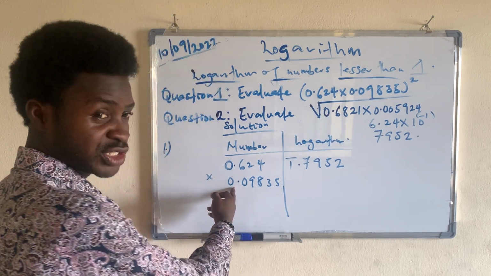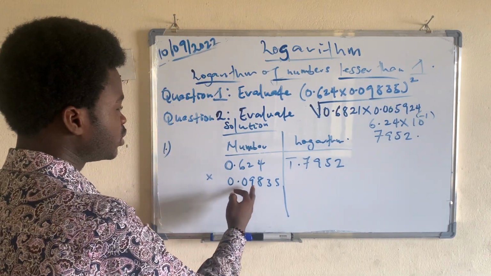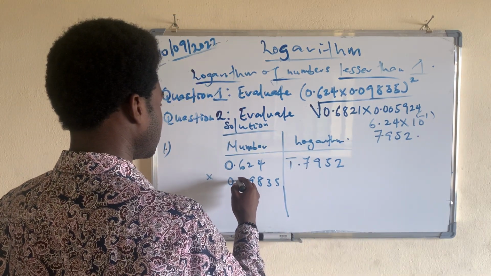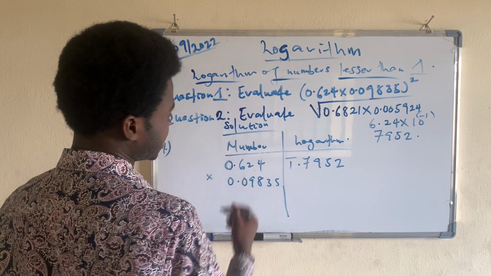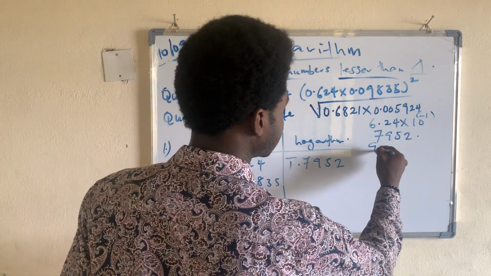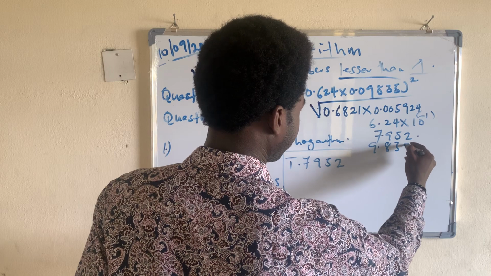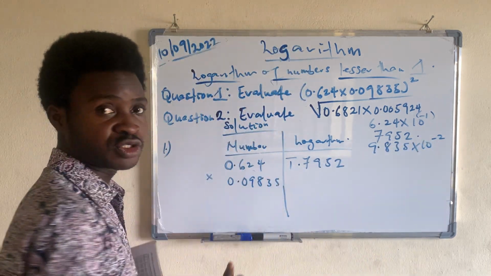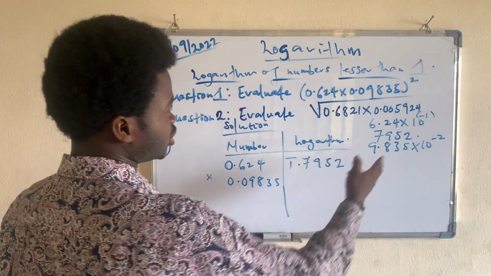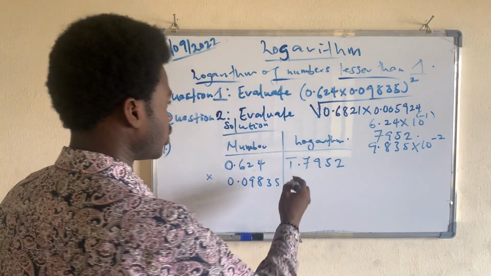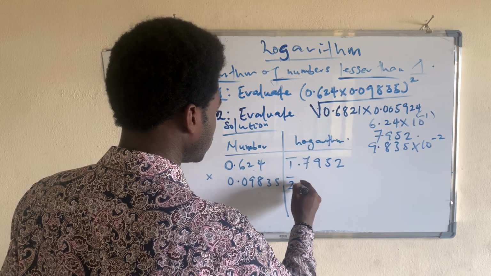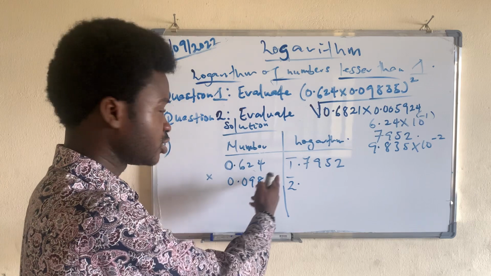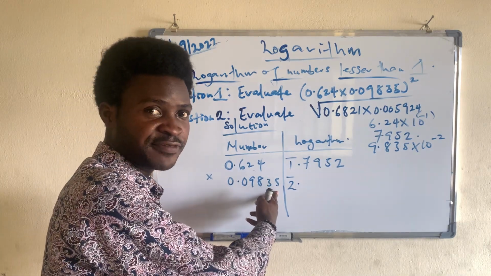Very quickly, I'll do the same here. We convert this to standard form. 0.09835 is the same thing as 9.835 times 10 raised to power minus 2, because I moved the decimal point twice. So I have bar 2. Now I will check 98 under 3, difference 5.